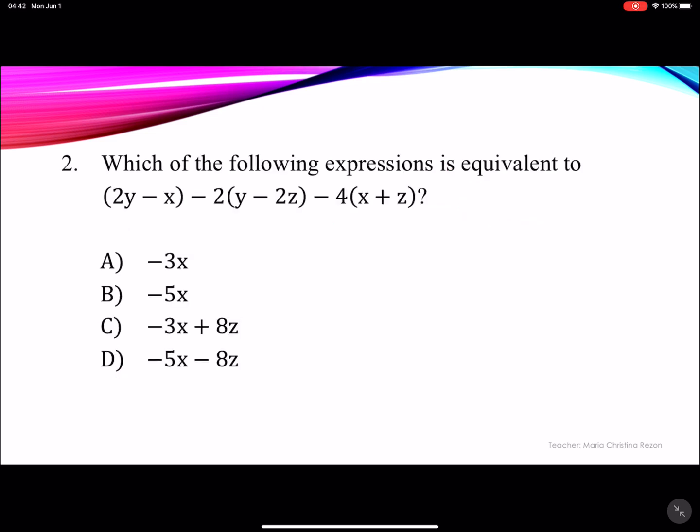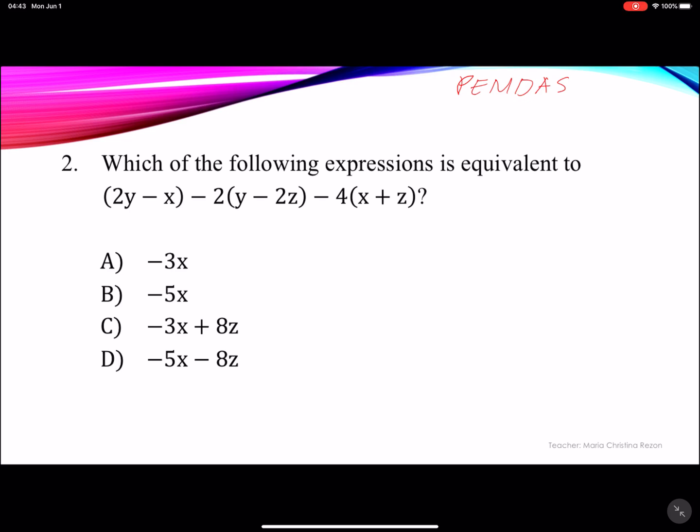Number 2. Which of the following expressions is equivalent to 2y minus x minus the quantity 2y minus 2z minus 4 times the quantity x plus z? So we go back to your knowledge of PEMDAS, because this involves more than 2 operations and has grouping symbols. So we get rid of the grouping symbols first before we can do the operations.